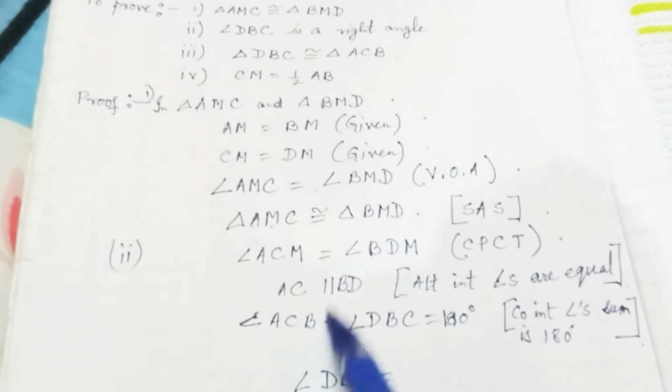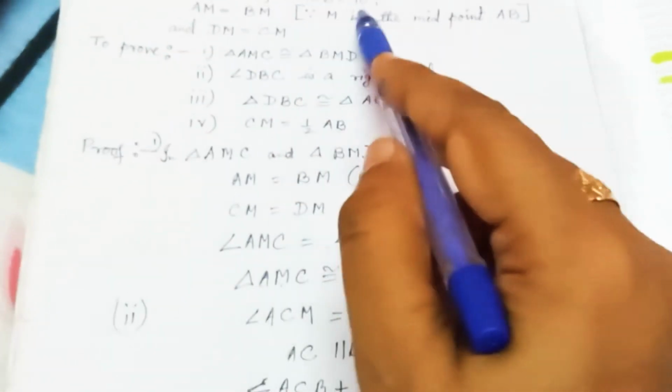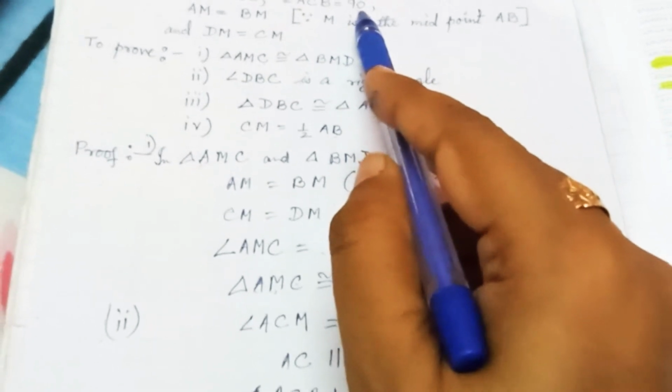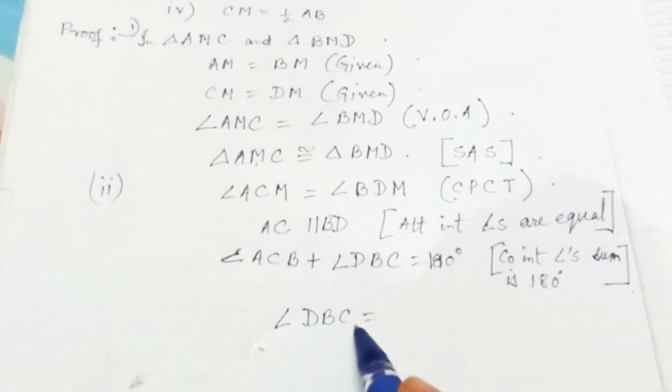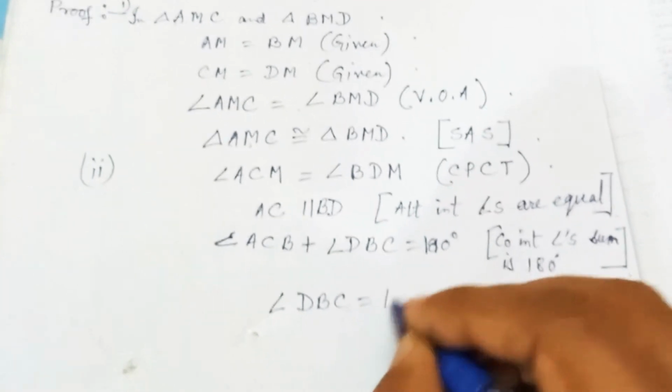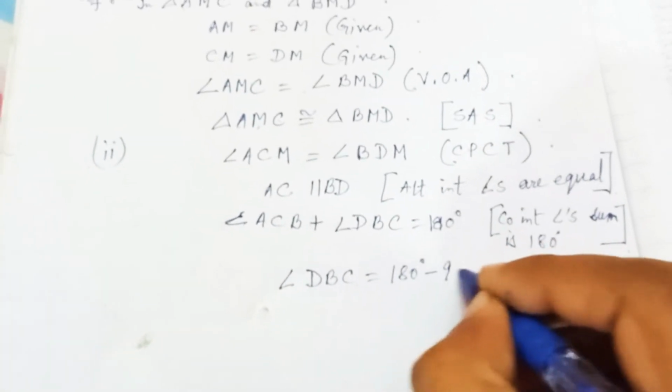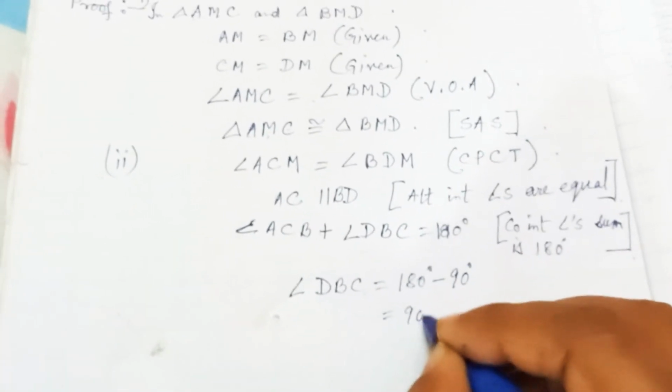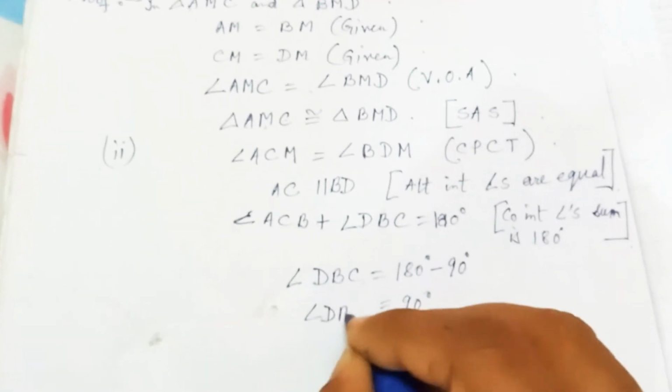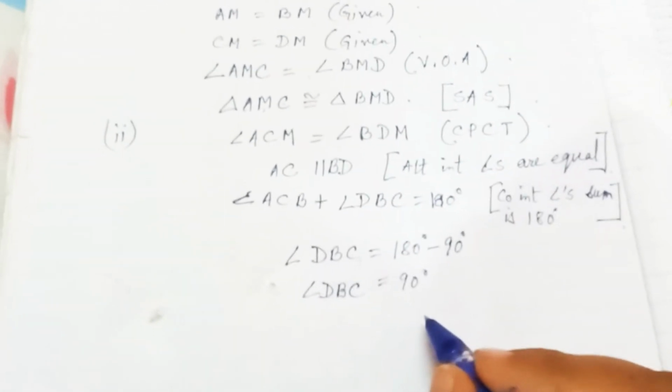Now angle ACB is already given as 90 degrees. So from there we can find DBC. DBC will be 180 minus 90 degrees, and that equals 90 degrees. So angle DBC equals 90 degrees. So the second part we have proved.